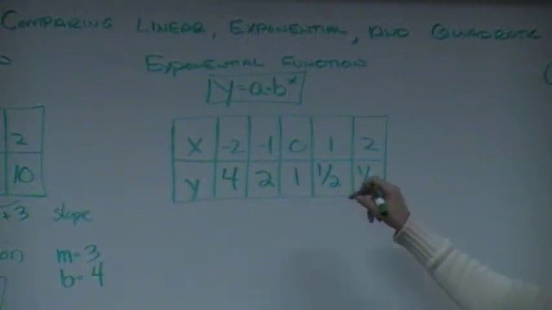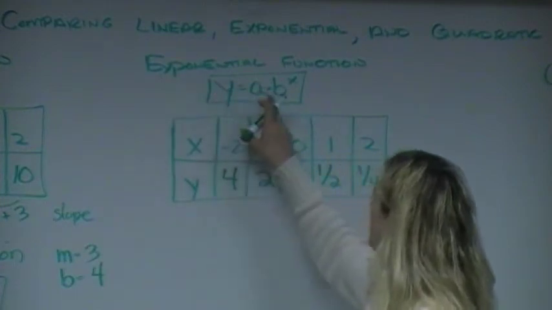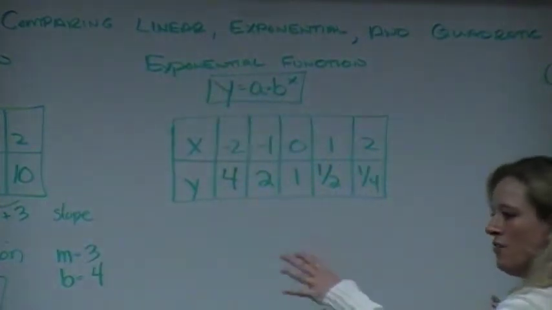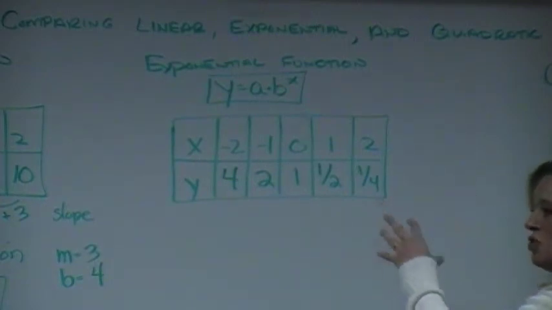If we look at our exponential function, I'm not adding anymore. What am I doing? I'm multiplying. And here's the key. With a linear function, you add or subtract. In exponential, you multiply. Okay, so now what do we look at?